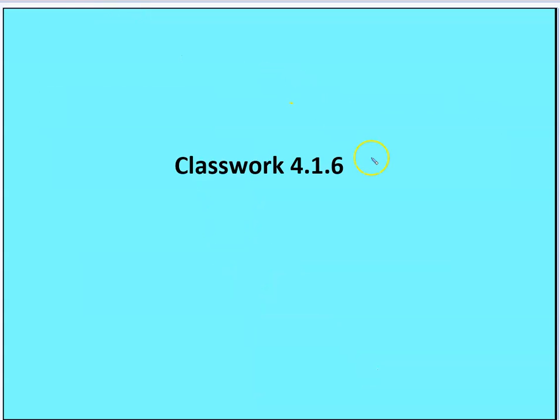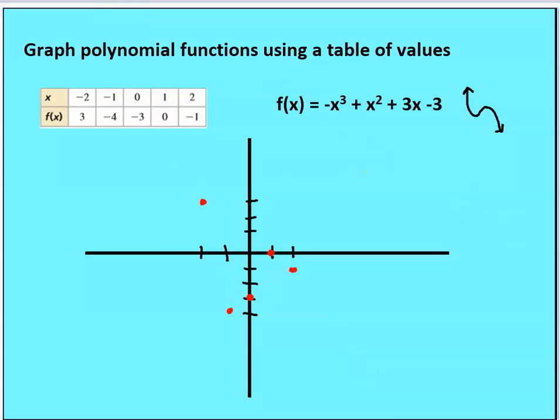All right, so this brings us to classwork 4.1.6. So remember, step 1, plot the points. Step 2, identify the type of polynomial and how it is going to look overall. That's what we just went through. So I'm plotting the points. I identify how it looks overall. And then I'm going to use that overall function, try to use the points to match what this function should look like.